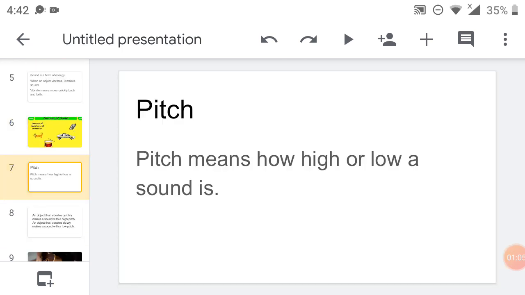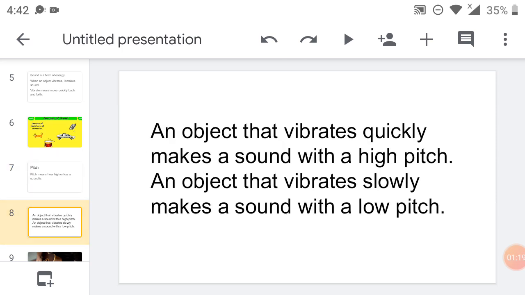Now move on to page 102. What is given over here? Pitch. It may be a new word for you, but let's see what it is. Pitch means how high or low a sound is, and pitch is one way to describe sound, okay? And an object that vibrates quickly makes a sound with a high pitch. On the other hand, an object that vibrates slowly makes a sound with a low pitch.